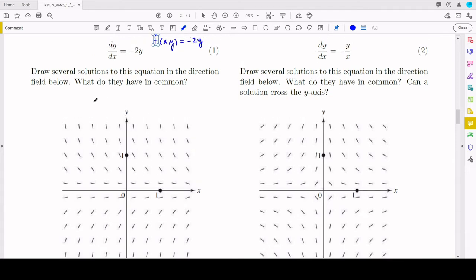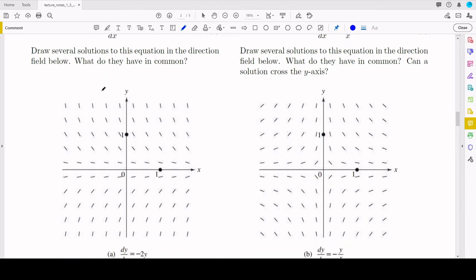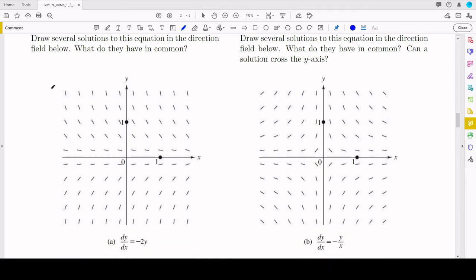So now we're going to draw several solutions to this equation in the direction field below, and then we're going to ask what do they have in common. So if for instance we start about here, we see that the direction marker has negative slope, so our solution is going down. And then here it's going down as well, but a little less steep. And so then we might show up here and we're still going down, but ever so less steep.